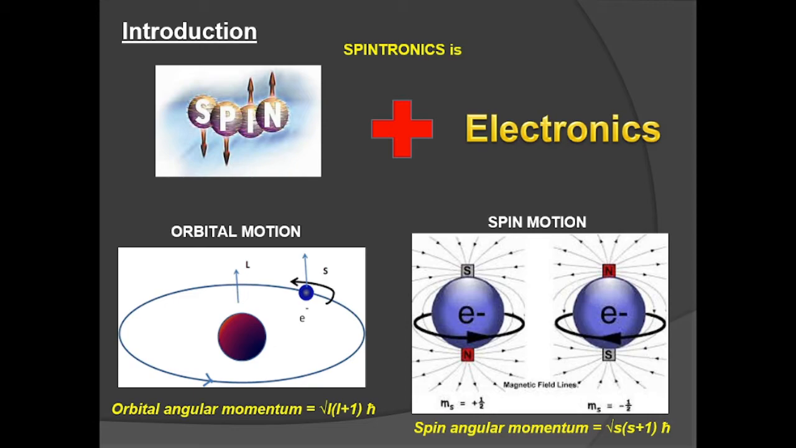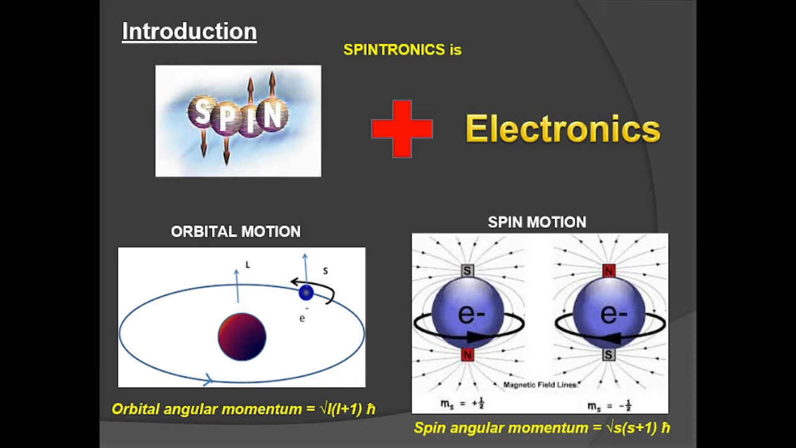The spin angular momentum is given by this formula which is written: under root s into s plus 1, times h-cut. Here s is the spin quantum number of the electron, which is always half, while the ms values show that it can have two orientations.